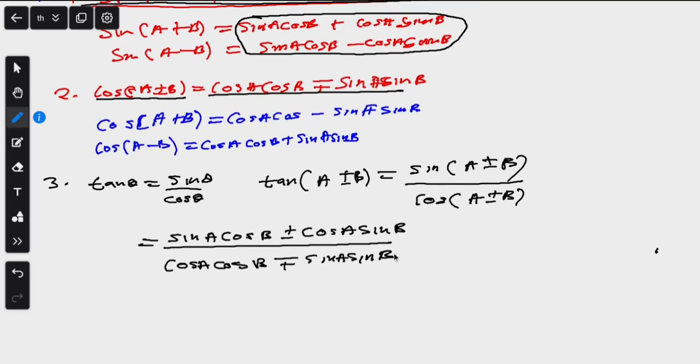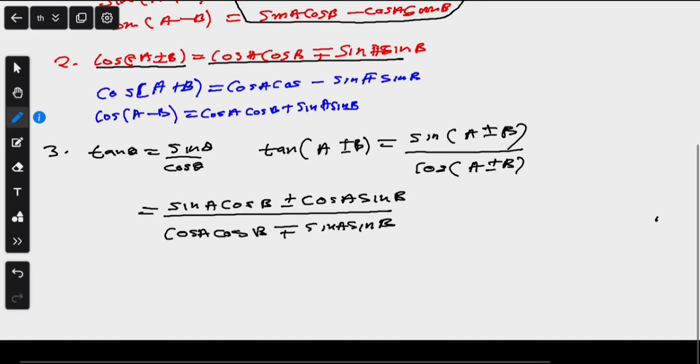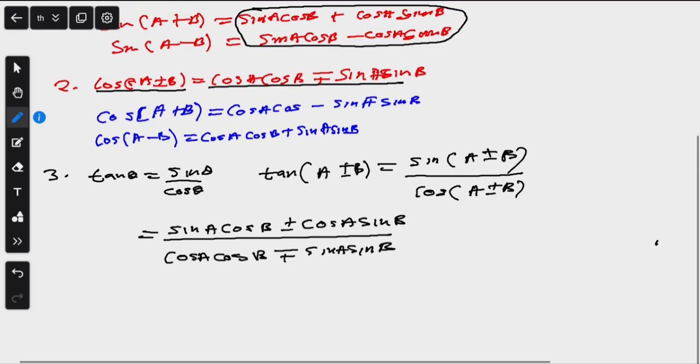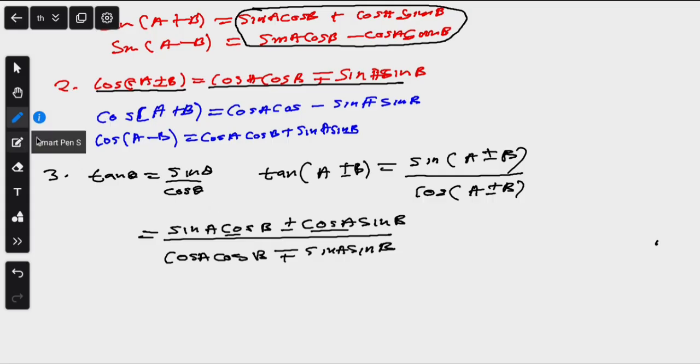But let me simplify our work here. I know that I can divide throughout by cos a cos b. The reason is that here I'm having cos b, here I'm having cos a, so at least cos is common, right? Yes. Okay, so if I divide, what am I going to have? Let me just erase this part here.